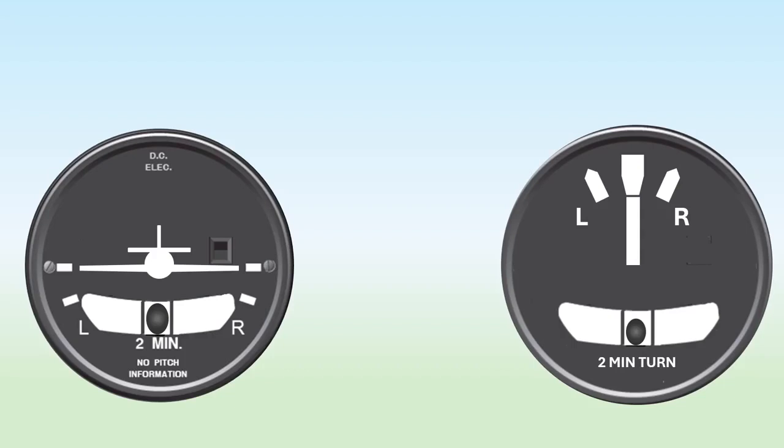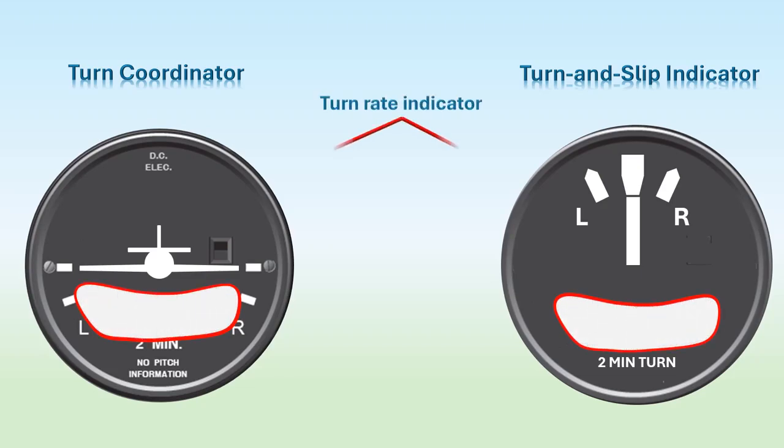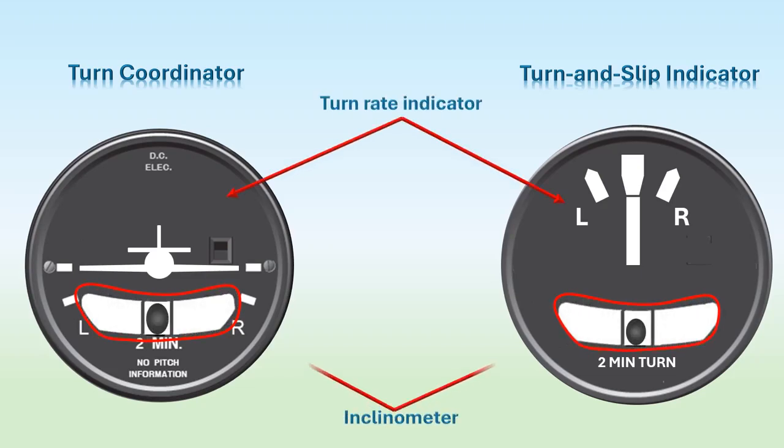In most conventional aircraft instrument panels, you'll likely find a turn coordinator, although occasionally a turn and slip indicator may be present instead. Both instruments serve the same purpose but have slight operational differences. They consist of two main components, a turn rate indicator, which operates on the gyroscopic principle of precession, and an inclinometer that responds to gravity and centrifugal force.